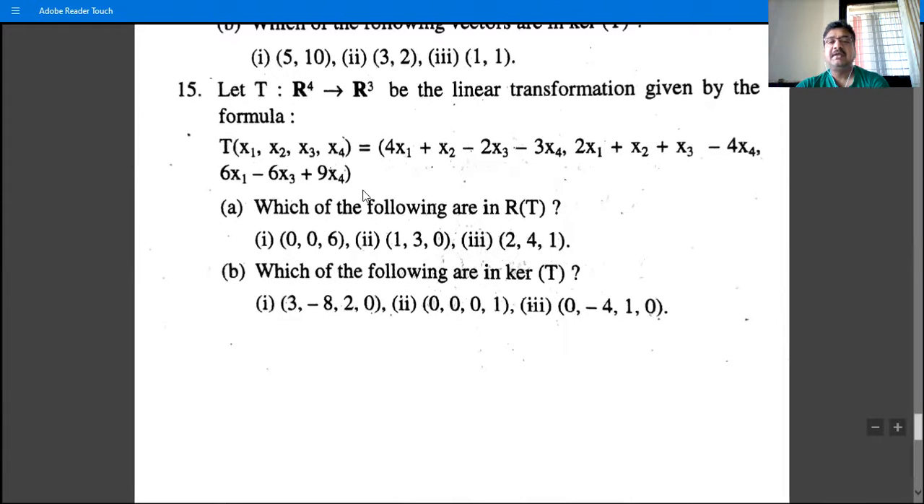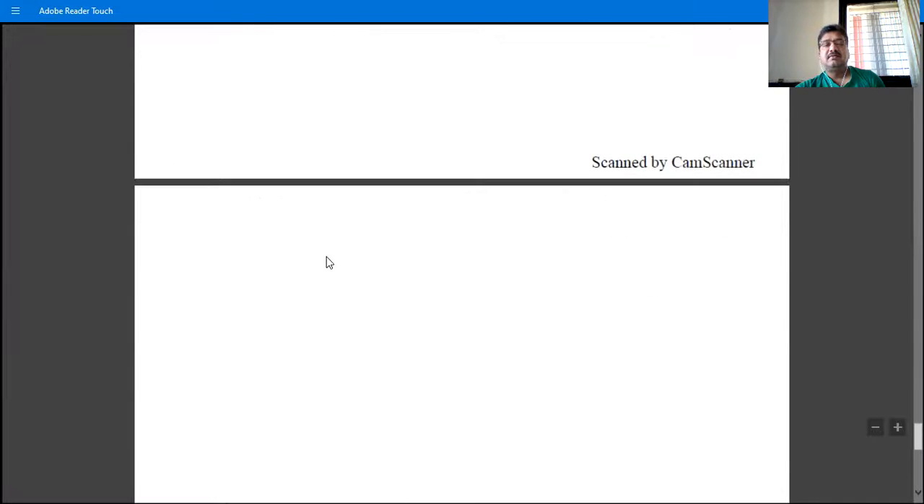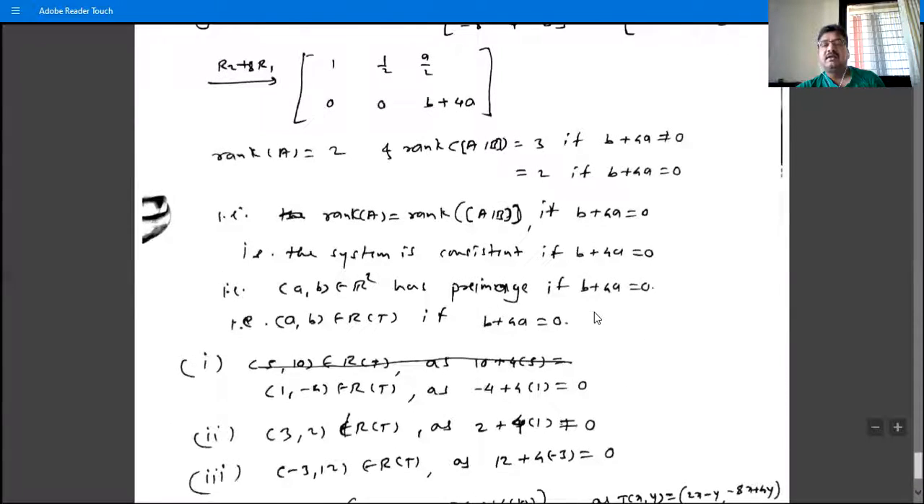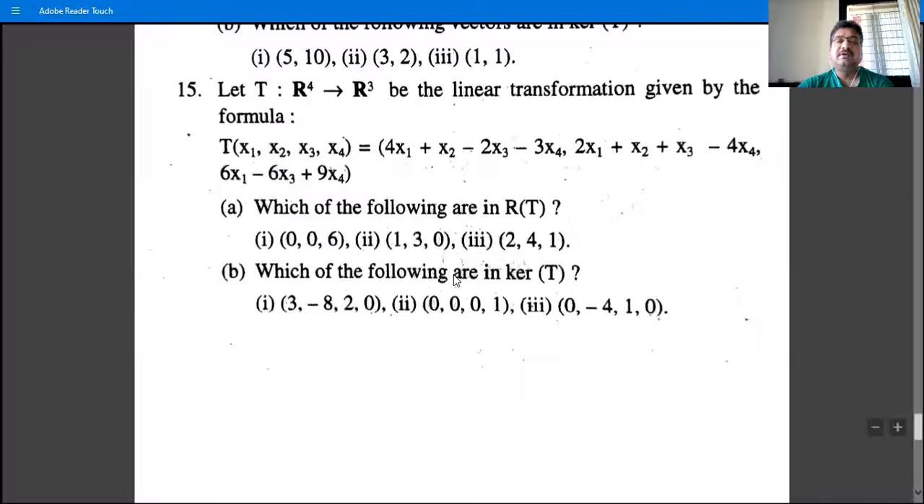Similarly, solve this 15. That is, this is the function T from R^4 to R^3. Definition is given. And which of the following vectors are in the range of T? So suppose we will find T of (0, 0, 6). That is, (0, 0, 6) is an element of R^3. And so first find the condition. Find this condition, and then we will determine whether the element belongs to the range.